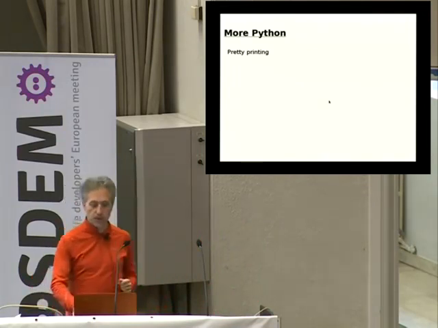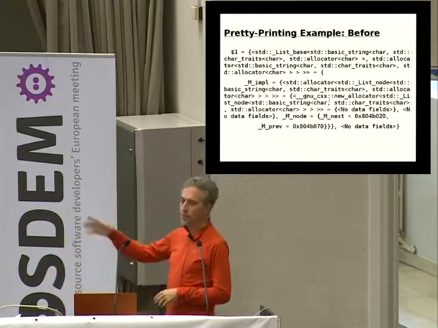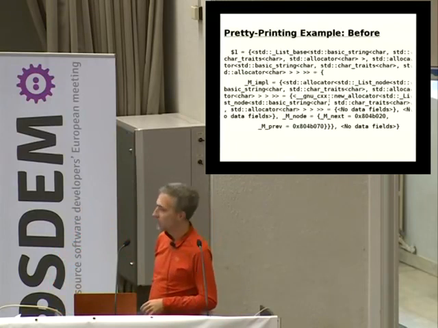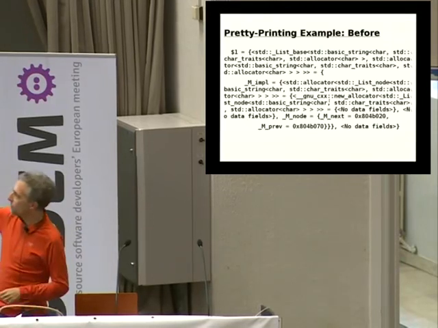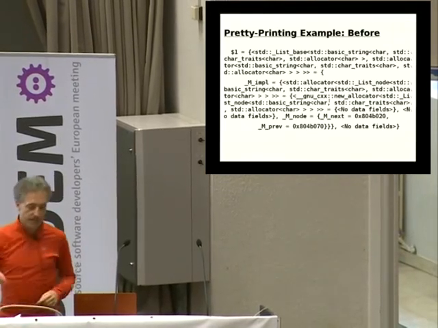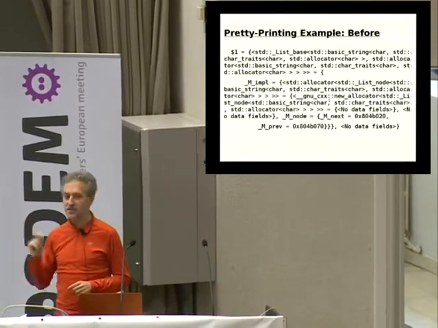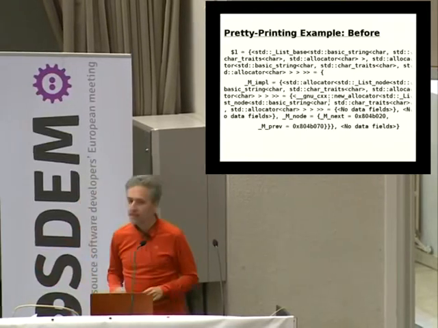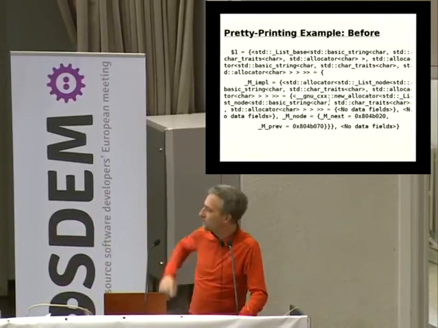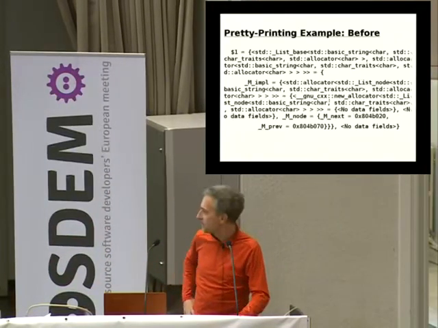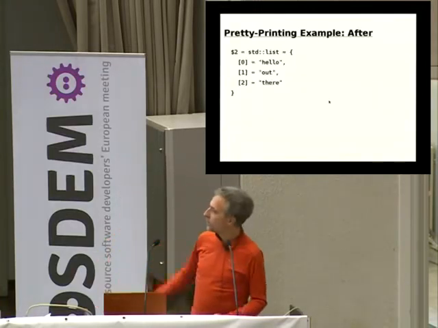If you've ever debugged C++, you've probably seen this. This is printing a local variable. Now, if you're experienced at debugging C++, you can wade through this and figure out what this is. Any guesses? It's a list of strings. Now, this will also test your knowledge of libstdc++, if you think you can find out where the strings are. It's almost impossible to print a string in libstdc++. A pretty printer does this for you.